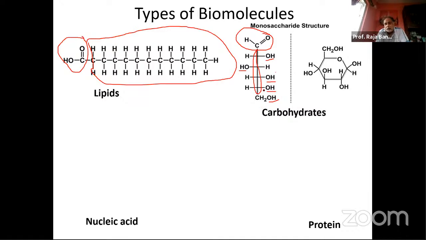And here all of these are chiral carbons, and this OH is on the right-hand side, so it is called D. There are two types, D and L. So this is a D-aldohexose.